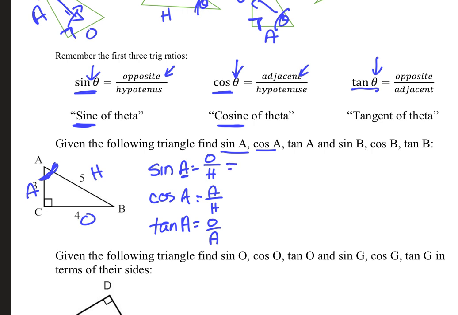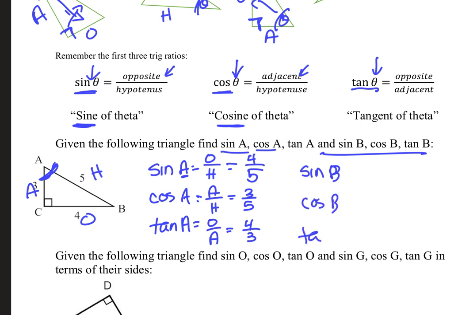So sine is opposite over hypotenuse. This one, cosine, is adjacent over hypotenuse. And this one, tangent, is opposite over adjacent. If we did this with B, all the numbers would change except the hypotenuse would stay the same. So this would be sine of B, cosine of B, tangent of B.